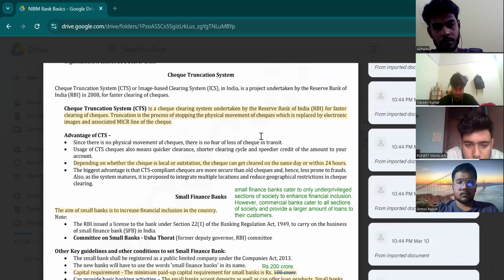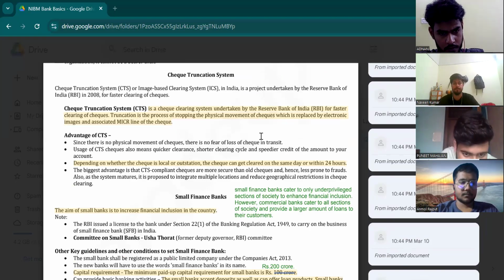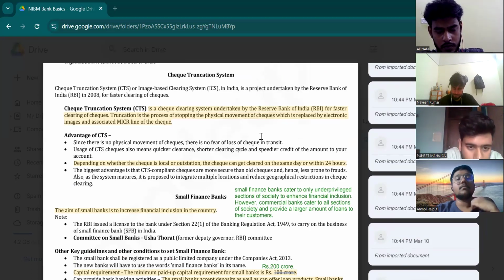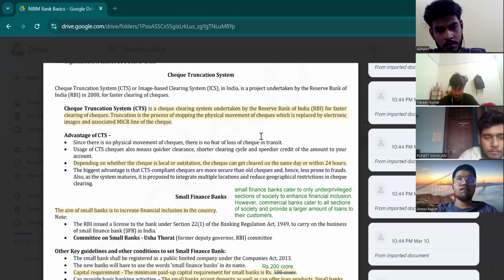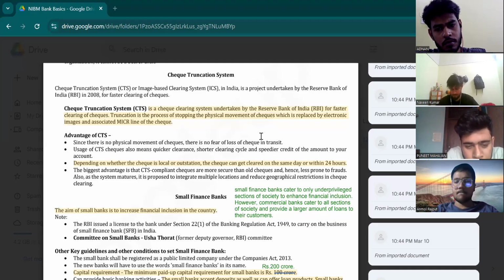So earlier, check clearing was a very physical system. For example, for a day, the bank opens at 9 a.m. and closes at 5 p.m. From 9 a.m. to 5 p.m., whatever person comes with a check, the bank will deposit it in a box. It doesn't matter if you came at 9 a.m. or at 4 p.m., you are at the same level because the same box has all the checks.